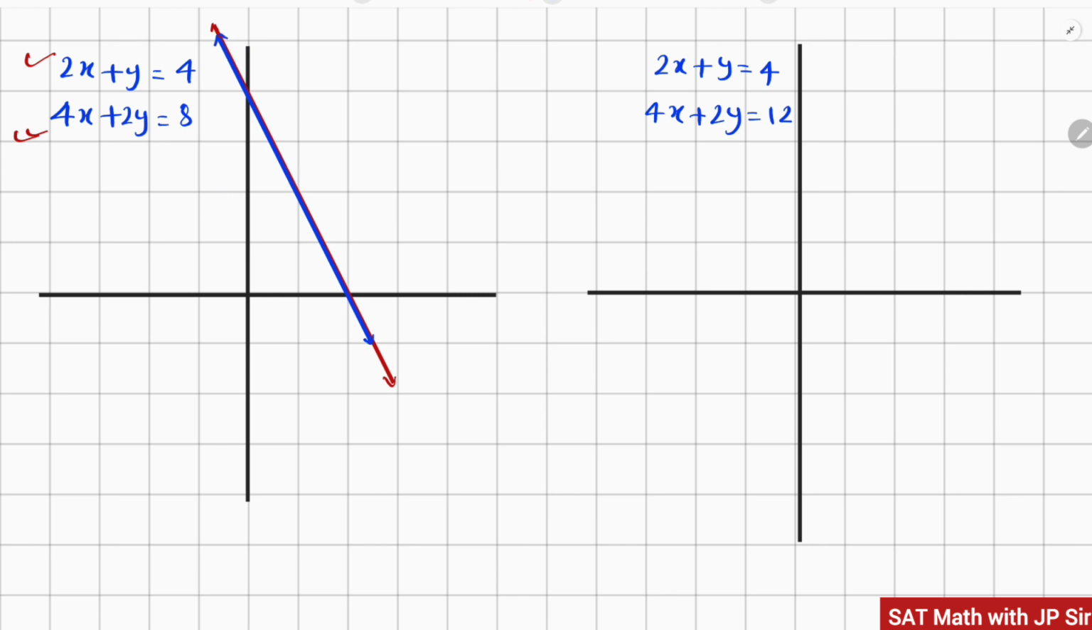In this case, how many times are these lines touching each other? They are touching at every point. It means they have infinite solutions.